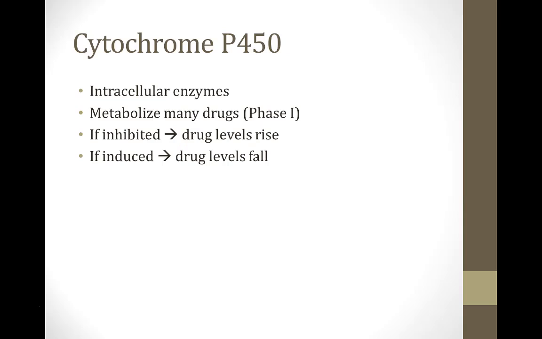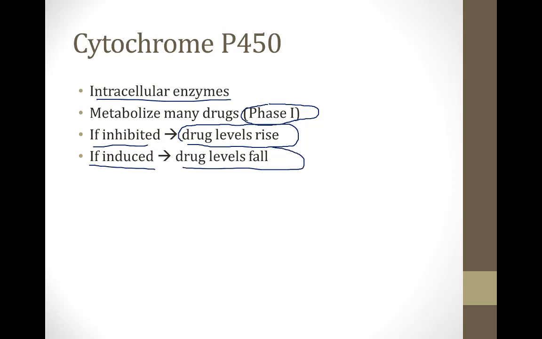The cytochrome P450 system is a collection of intracellular enzymes that metabolize many drugs as part of phase 1. The clinical problem that comes up with the P450 system is that there are many drugs that inhibit or induce it. So you can imagine that patients are often on more than one drug. If one drug's being metabolized by P450 and another drug inhibits that system, it will alter the effects and the levels of that first drug. So if you inhibit the P450 system, drug levels can rise if a drug's being metabolized by P450. If you induce the system, drug levels can fall.